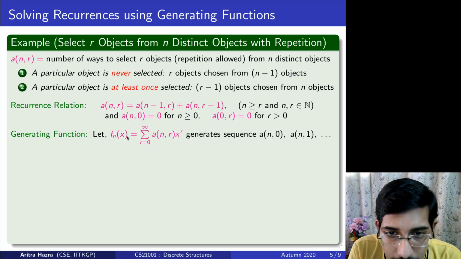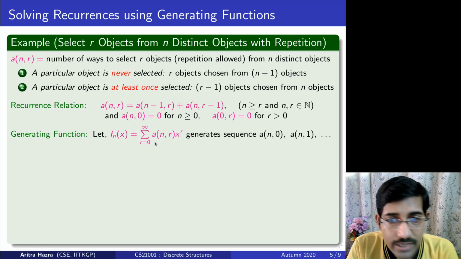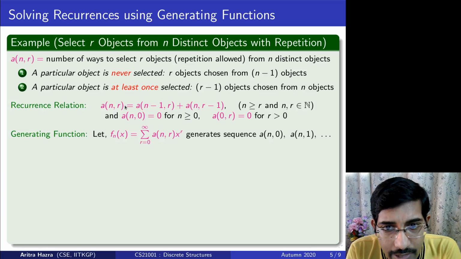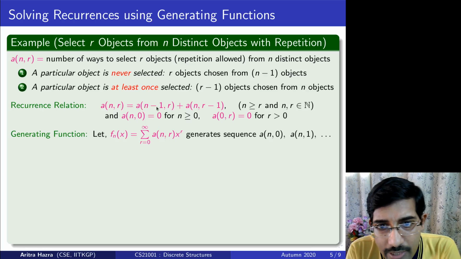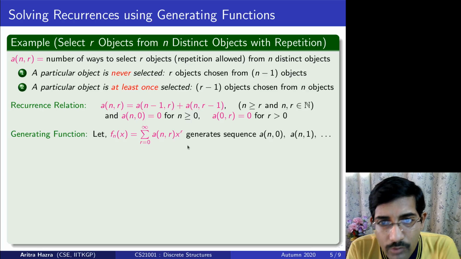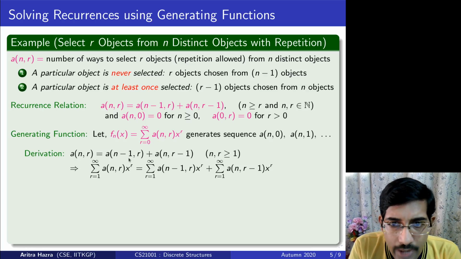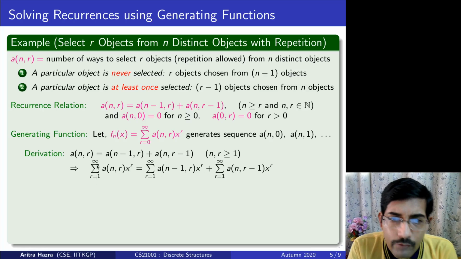How can we express this expression using the generating function? So what I will do is multiply everything with x to the power r on both sides and then take a sum from r equal to 0 to infinity, which gives me this. So I just multiply everything with x to the power r and take a sum from r equal to 1 to infinity.